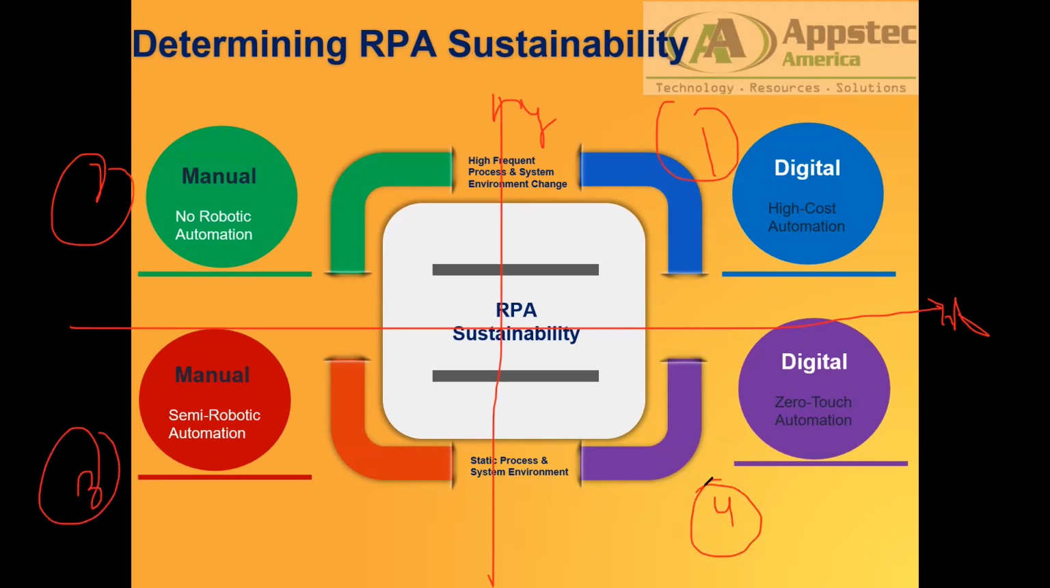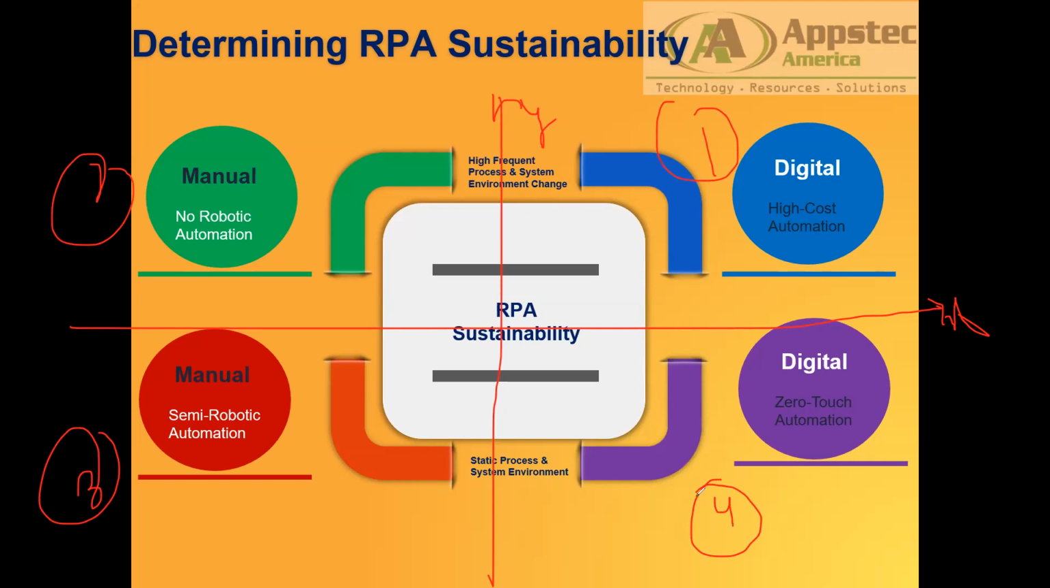4, right? So I can put a specific process in any of these quadrants based on the sustainability, or after my evaluation of what complexity it is, what is the automation potentiality that we have been talking about, right? So we can put them into any of these quadrants.